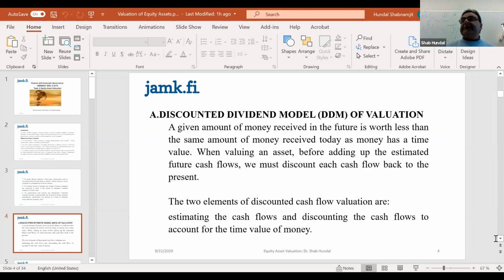And the first model that we apply for the valuation is called the discounted dividend model, or dividend discount model, DDM of valuation. In this model, we make a forecast of the future cash flows.